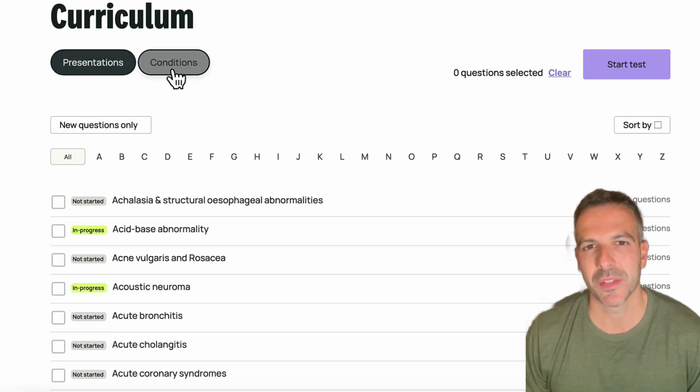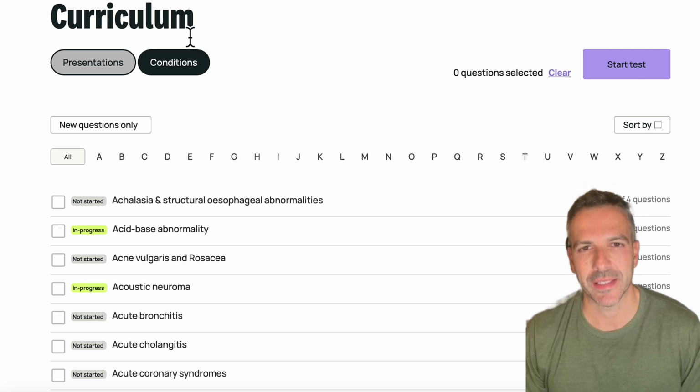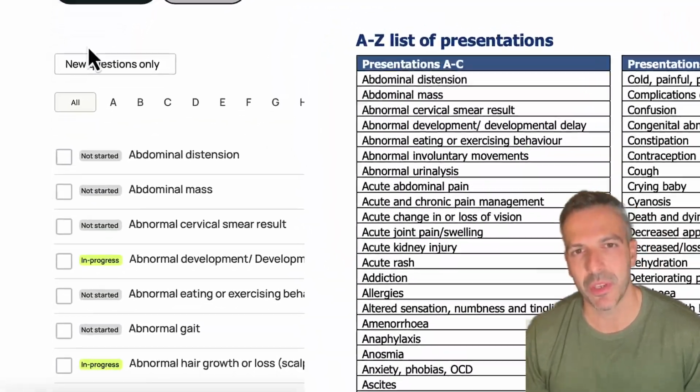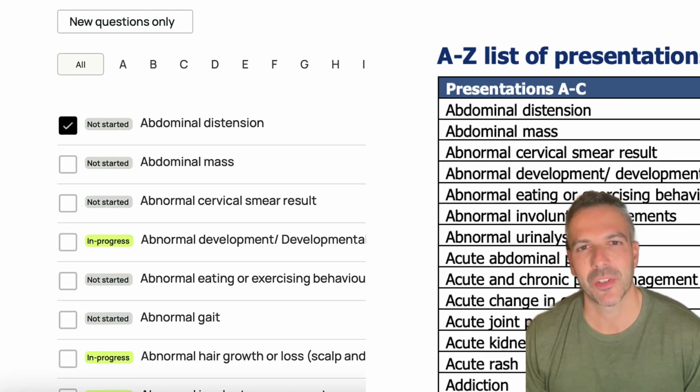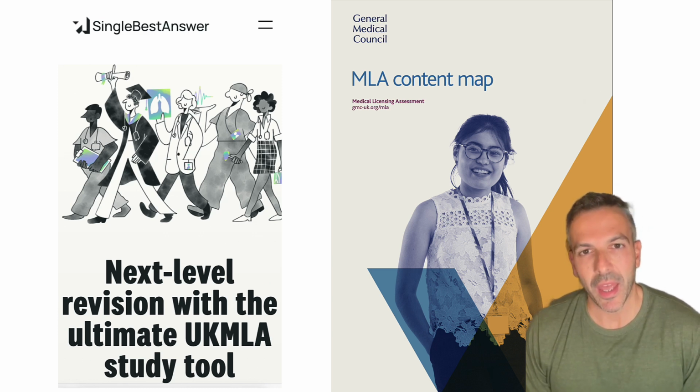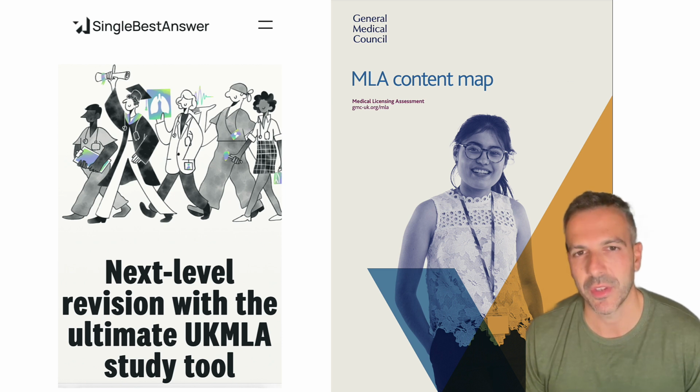This is a website that's designed specifically for the UK MLA exam. Now, it's a great platform because each of the questions were written specifically with the UK MLA in mind, and none of the questions are recycled. In doing the questions in the platform, you'll be able to go through the entire GMC curriculum, and you'll be able to practice all the challenging types of questions that you may encounter on the exam day.